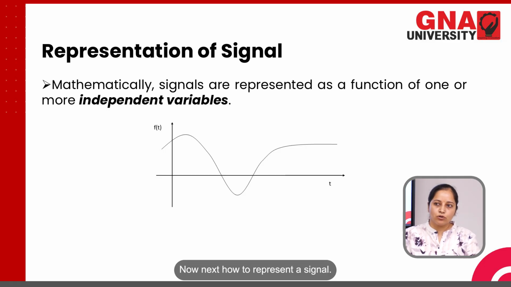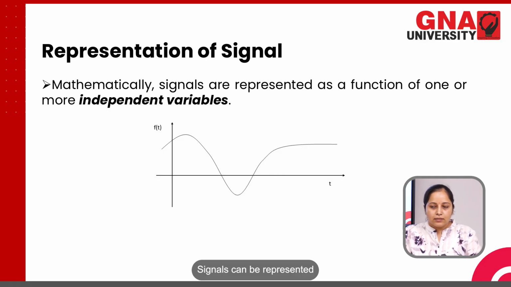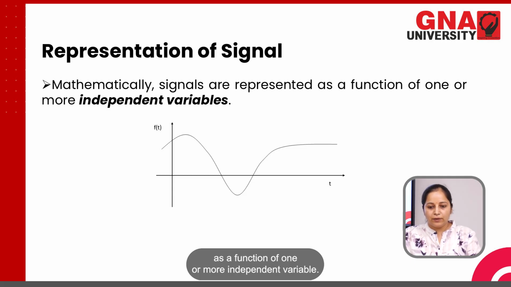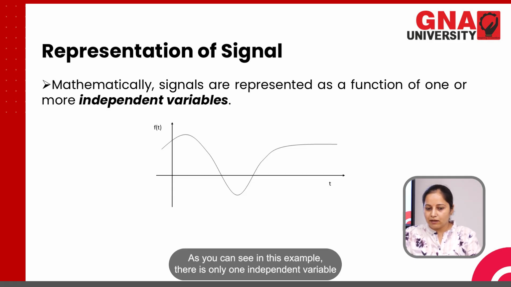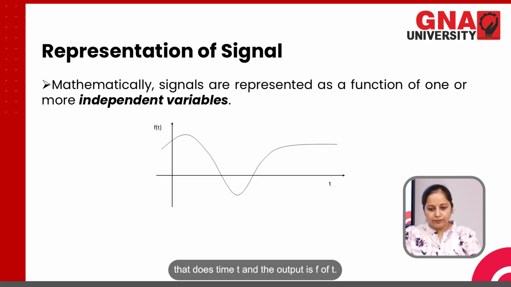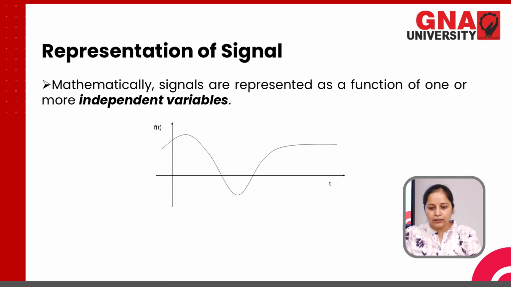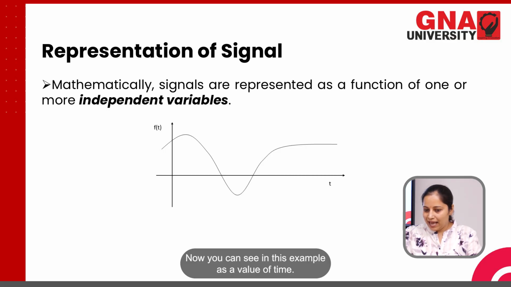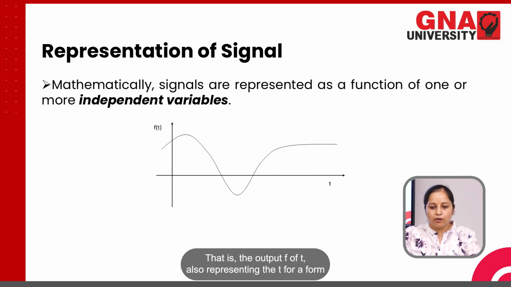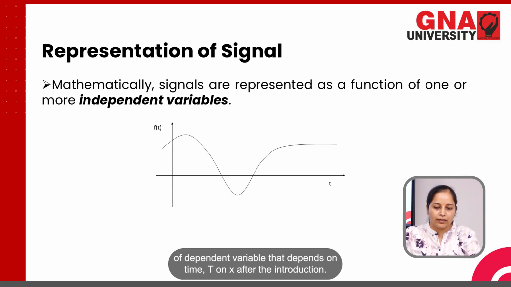Now next, how to represent a signal. Signals can be represented as a function of one or more independent variables. As you can see in this example, there is only one independent variable, that is time t, and the output is f of t, that is a function of t. f of t depends on time t. Now you can see in this example, as the value of time varies, the output f of t also varies, as a dependent variable that depends on time t.